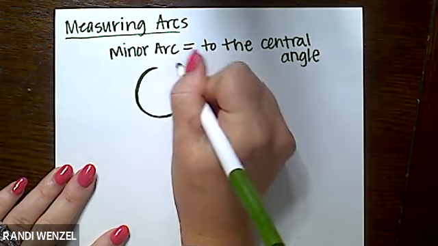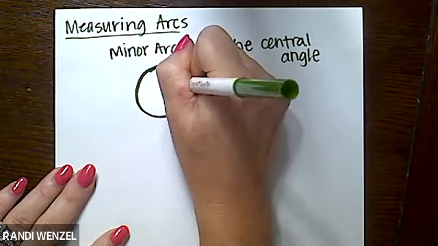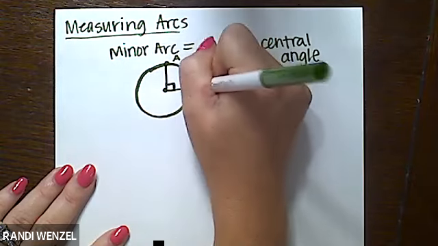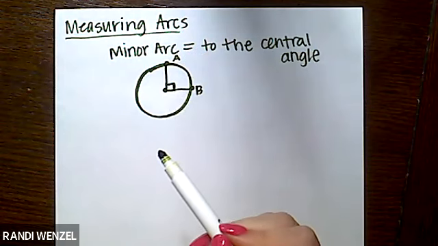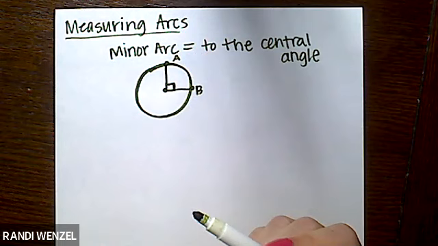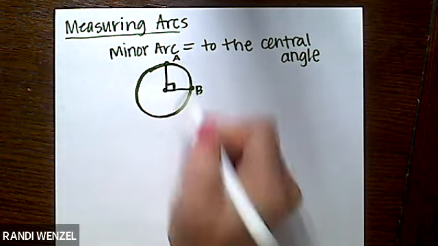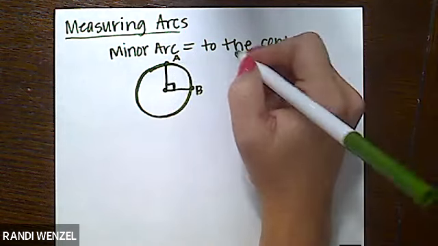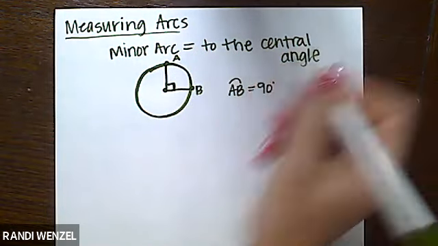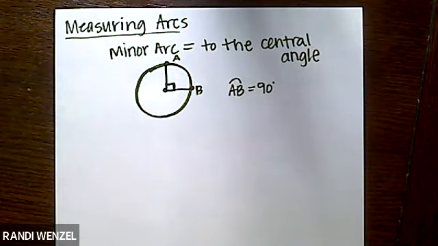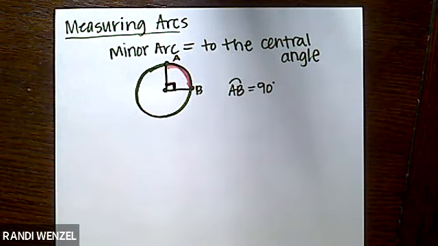So for example, if you have a circle and you're given this central angle, so hopefully you remember what this little box tells you that that angle is. Remember that box means it's 90 degrees. So if this central angle is 90, then this arc, this minor arc A to B is also 90. So arc AB would equal 90 degrees because the arc is always equal to the angle. So right here is equal to here.